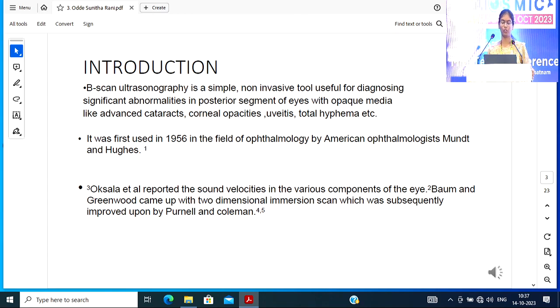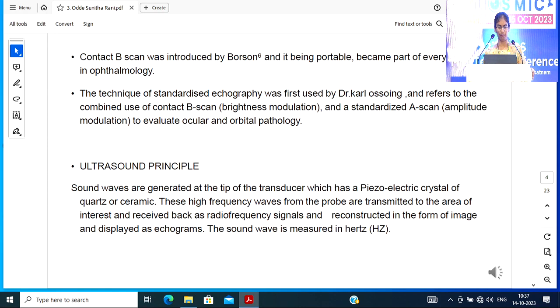Introduction. B-scan ultrasonography is a simple, non-invasive tool used for diagnosing significant abnormalities in the posterior segment of the eye with opaque media like advanced cataracts, corneal opacities, uveitis, and total hyphema.